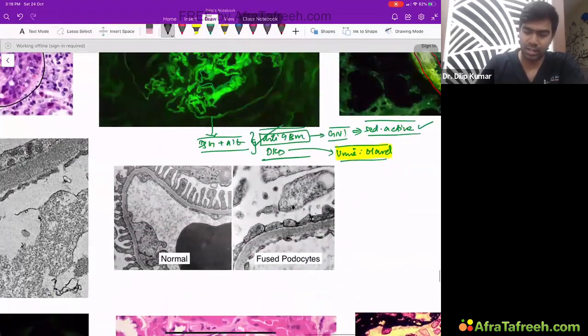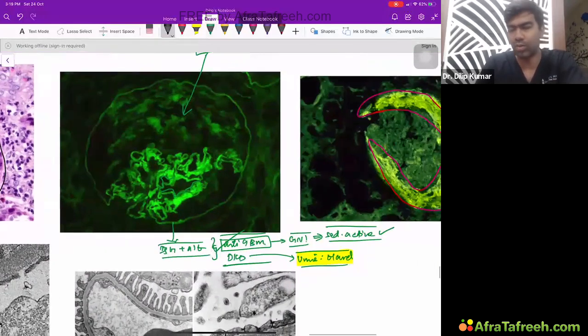So whenever you see a crescent, when you see lung involvement along with kidney involvement, and if you see this kind of linear staining pattern, this is suggestive of Goodpasture syndrome. So, anti-GBM antibody kidney disease.